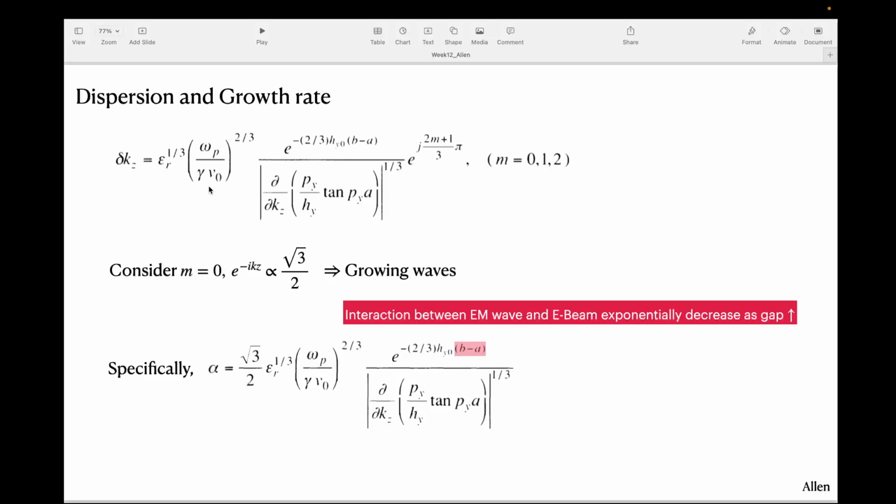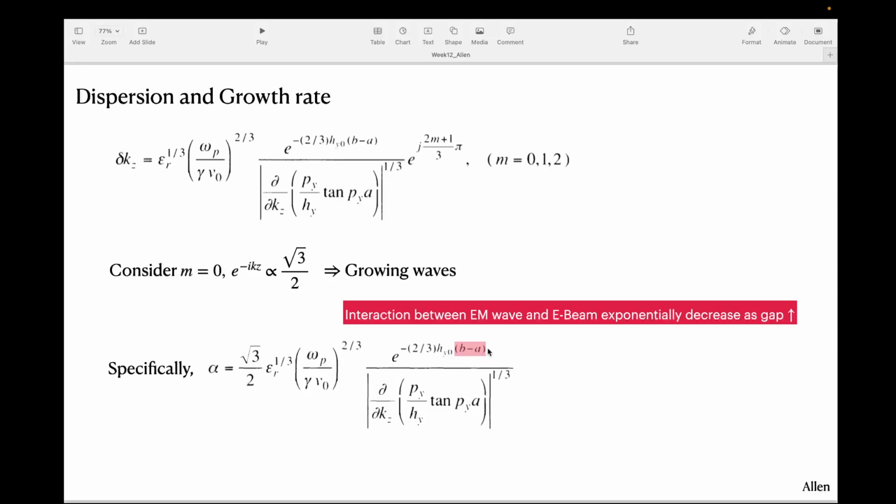So with this, what we just obtained, we can first consider the case where n equals 0. And we can see that it actually corresponds just to the growing wave, because the wave is proportional to exponential minus ikz. Specifically, the growth rate is expressed in alpha with this form. And we can see that there's an exponential decay inside the growth rate, which can be characterized by e to the minus a, which is the layer of the vacuum. We can also consider it as the distance between the EM wave and the electron beam.